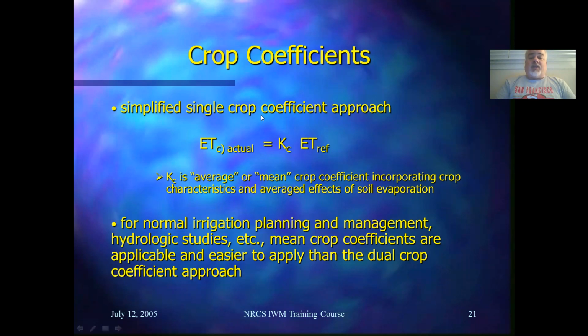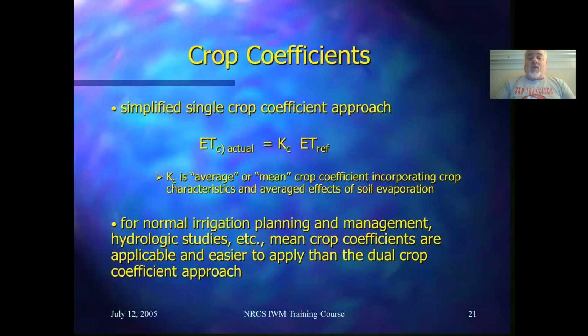So the simplest equation, your actual ET for your crop, the actual amount of water that you're estimating you lost, is the calculated ET reference times your crop coefficient. Some adjustment, either a little bigger or a little smaller than 1. So Kc, or the crop coefficient, is the average or mean crop coefficient incorporating crop characteristics and averaged effects of soil evaporation. You're making a best guess, but there's a lot of data out there.